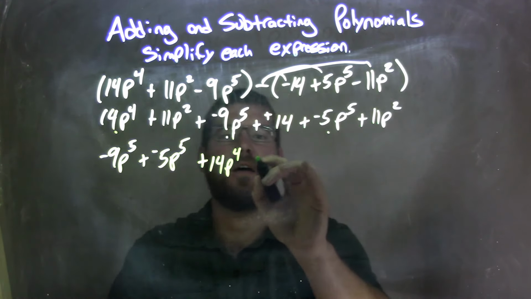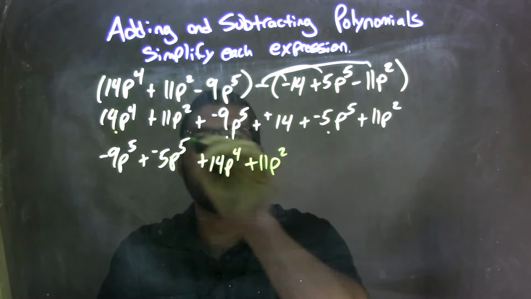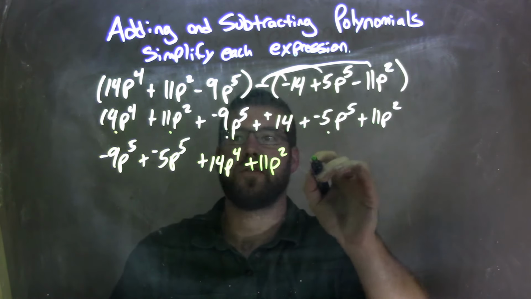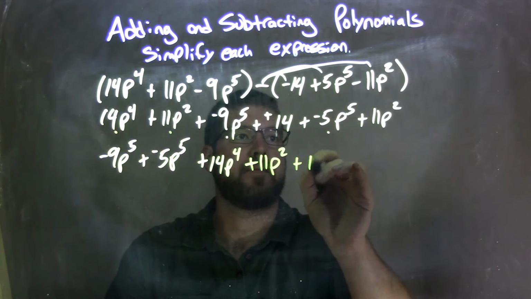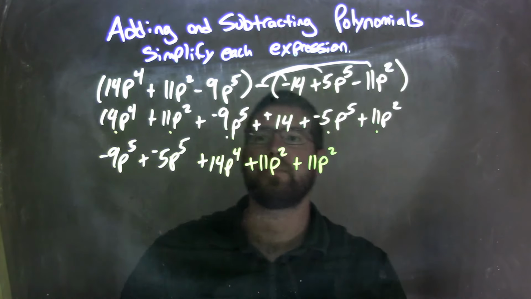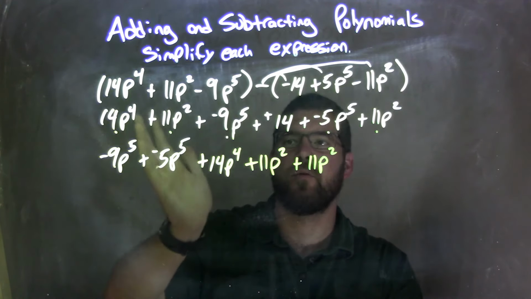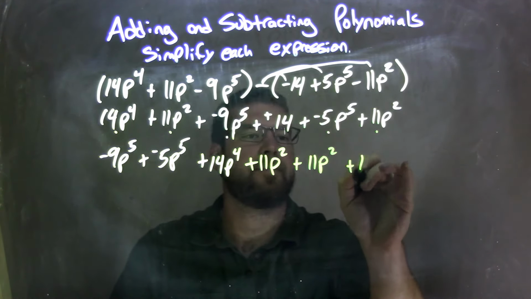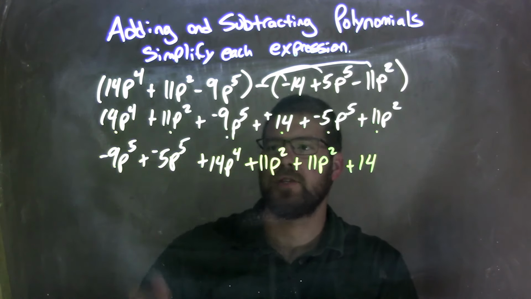Second power, I have a plus 11p squared. And the other one is just this other 11p squared. Two of them. I don't see anything else. P squared, nothing with p's. Constant left, just 14. There we have it. Let's double check everything went down.